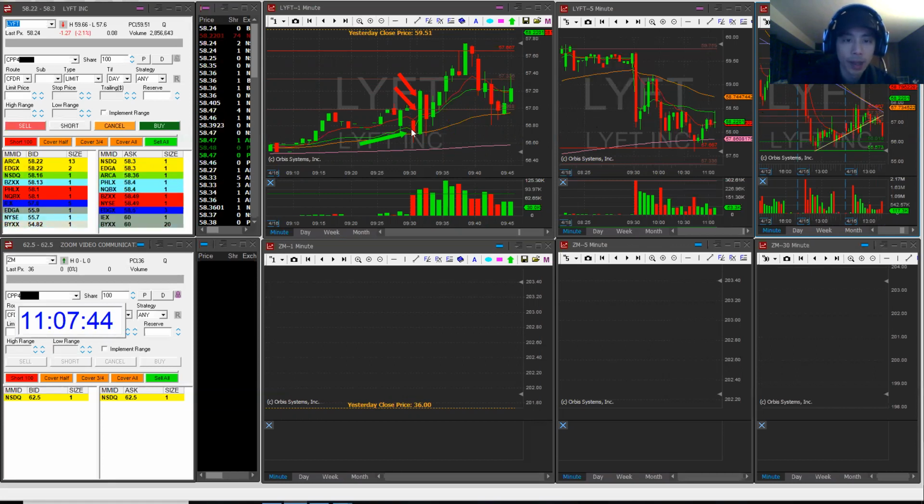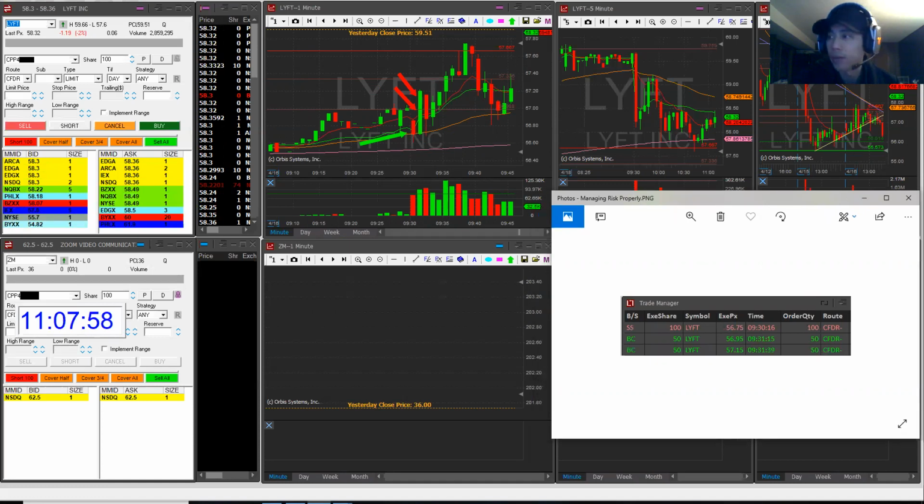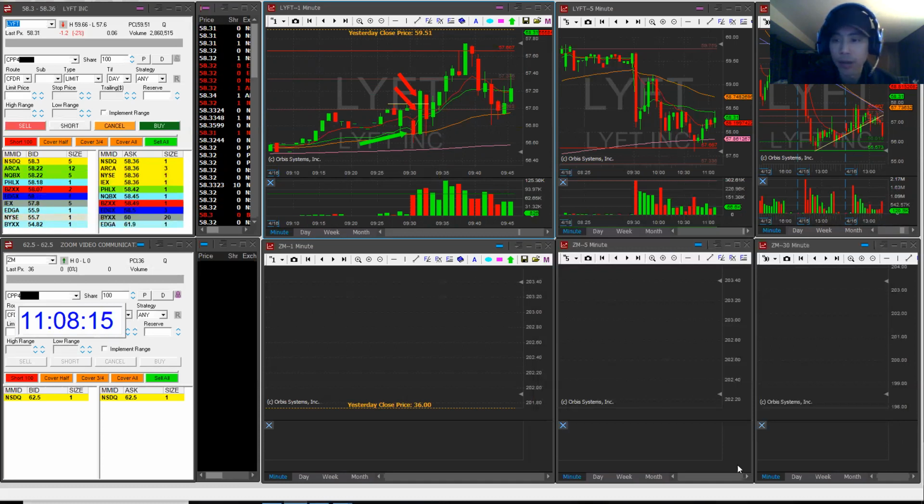So at the open, out the gates, as you can see, actually, let me bring back my executions here. At the open, out the gates, it snapped hard, and I shorted it right away because I don't want to miss the move. And my risk was basically right above the 57 area, right here. Okay, that was my risk. So I had like a 40, 50 cent risk here, and I shorted it with 100 shares, which is usually my starter size, 100 shares.